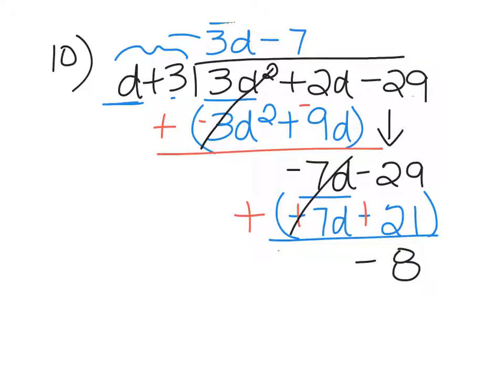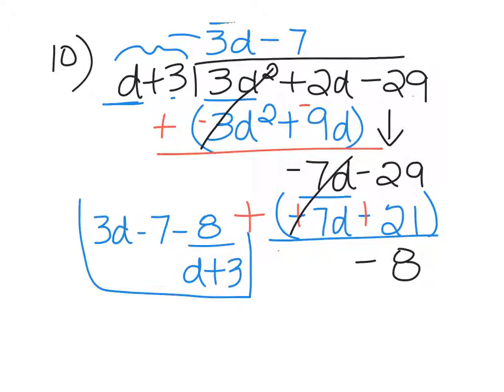So I'm going to write what I got on top, which was 3d minus 7, and my remainder was negative 8, so it's going to be minus 8 over d plus 3. That's what I was dividing by. And this is my answer.